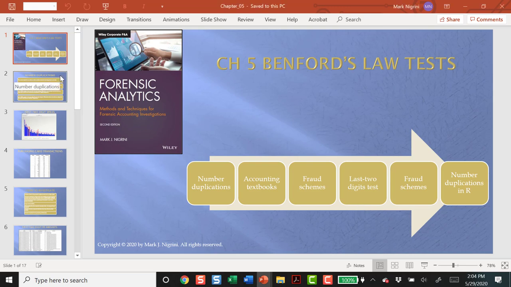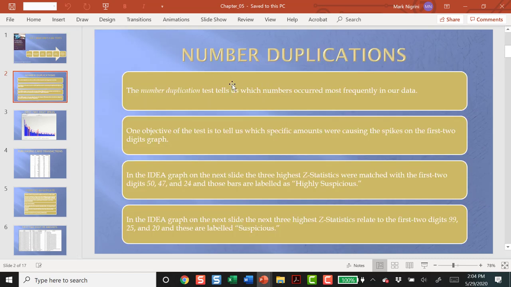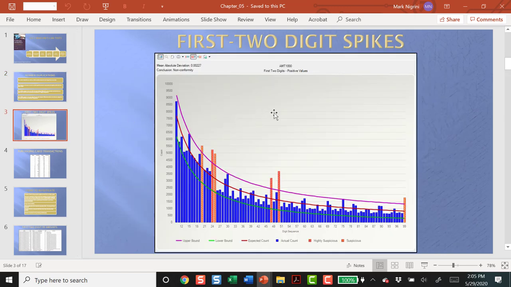Now, the number duplication test is simply a test which tells us which numbers occurred most frequently. So we're going to count how many times each number occurred, and it's going to be something like a numbers hit parade. It's going to tell me, amongst other things, which numbers were the main reasons for these larger spikes on the first two-digit graph.